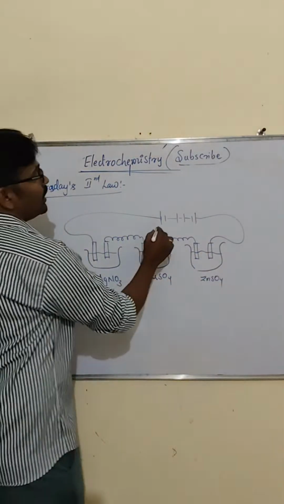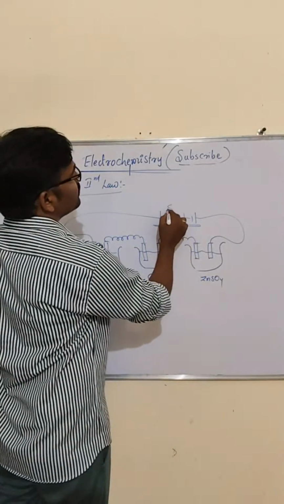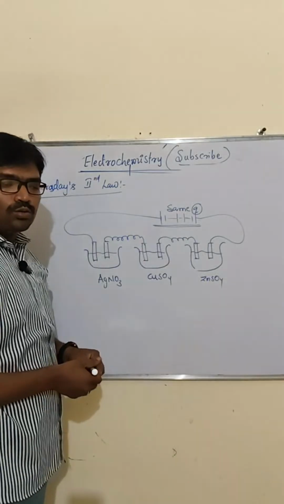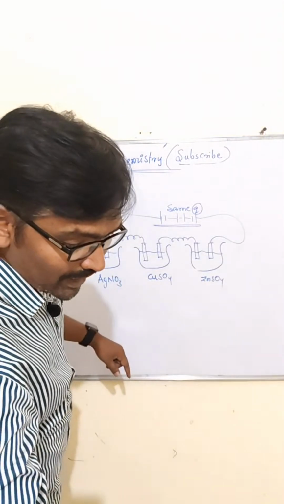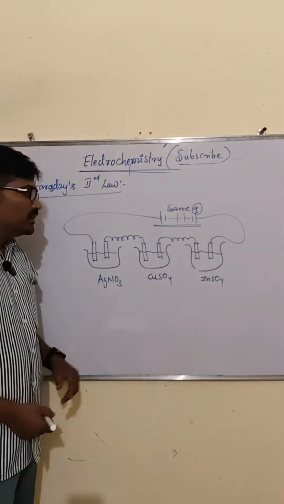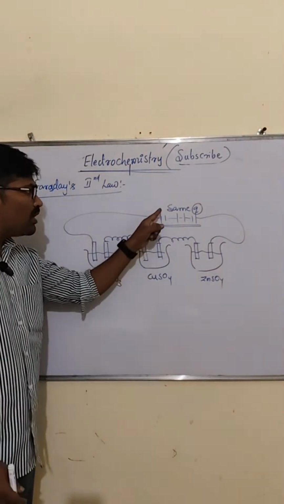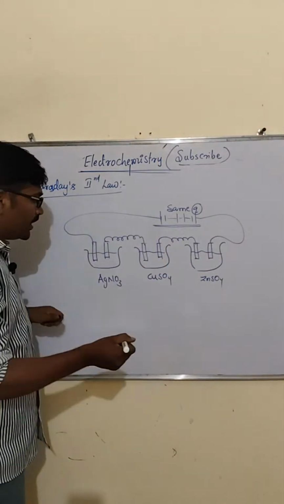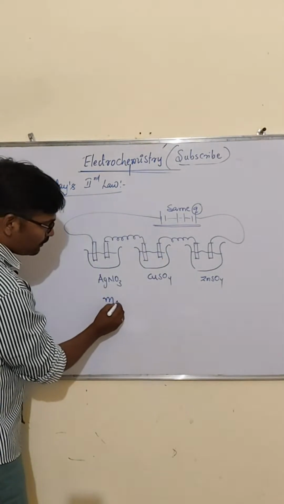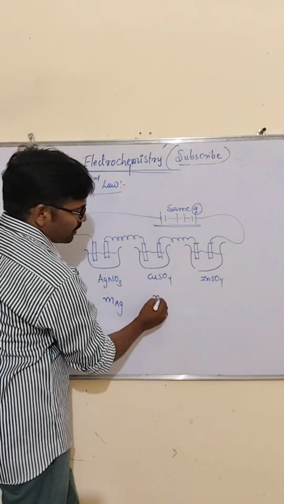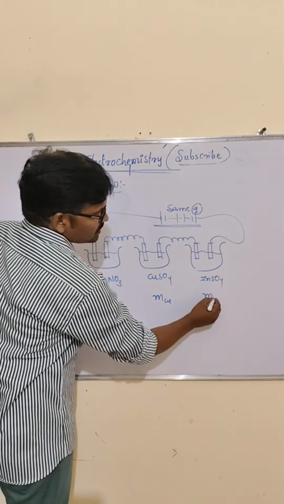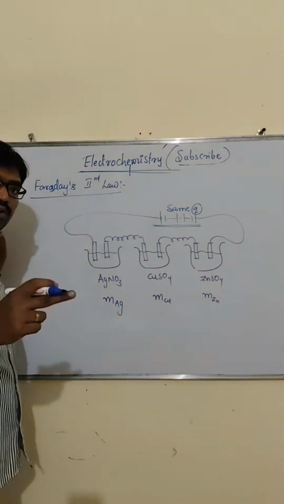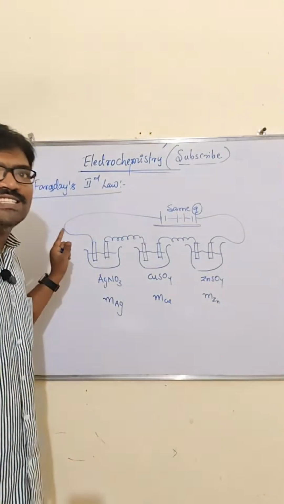So when same quantity of current is passed through different electrolytic solutions, then here the mass of silver will be formed, then the mass of copper will be formed, then the mass of zinc will be formed. These masses are directly proportional to their equivalent masses.